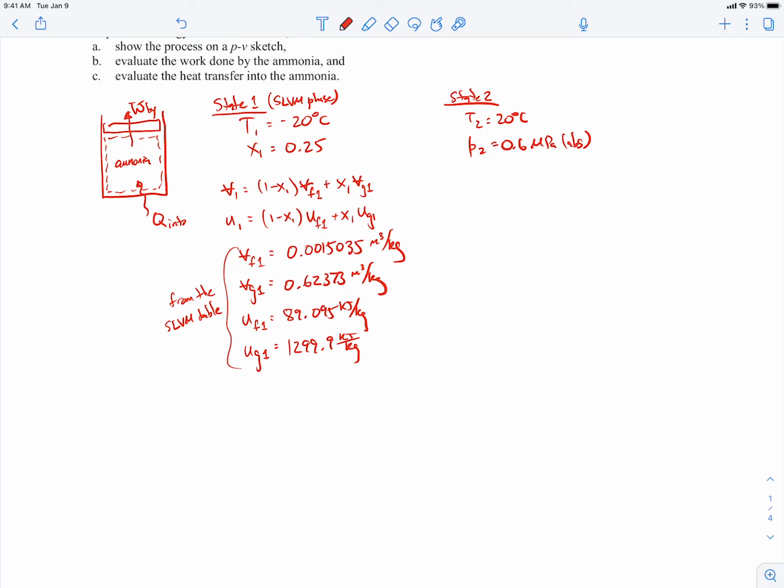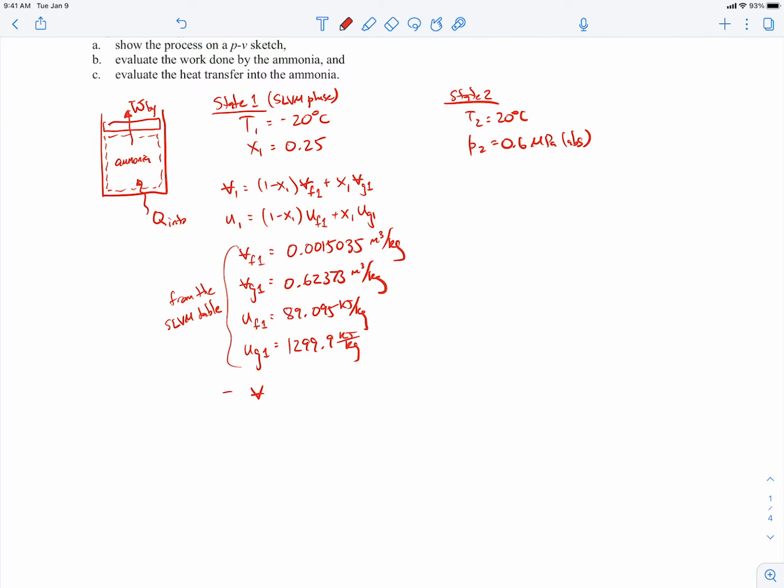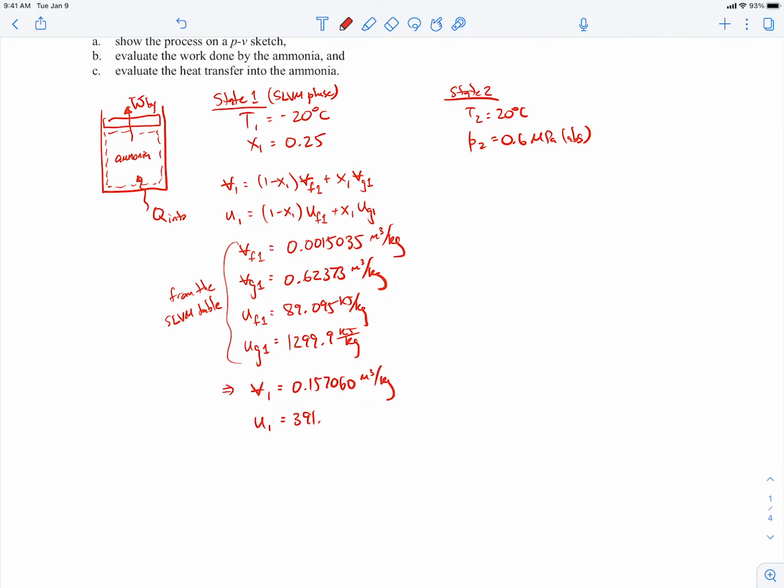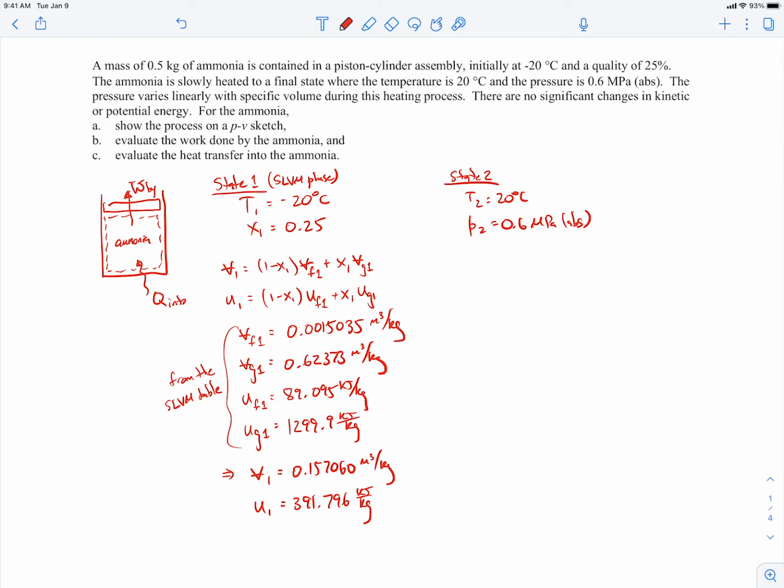Okay, so we can then plug those values in, and what you'll get is the specific volume at state 1 comes out to be 0.157060 cubic meters per kilogram, and the specific internal energy at state 1 is 391.796 kilojoules per kilogram. Okay, so we now know some of the other important properties at state 1. Now let's go to state 2 and evaluate the properties there.